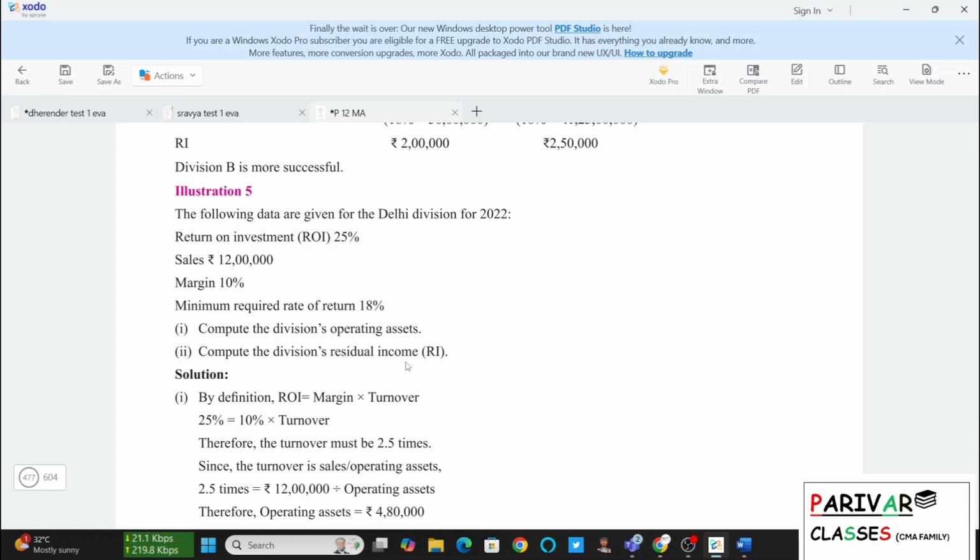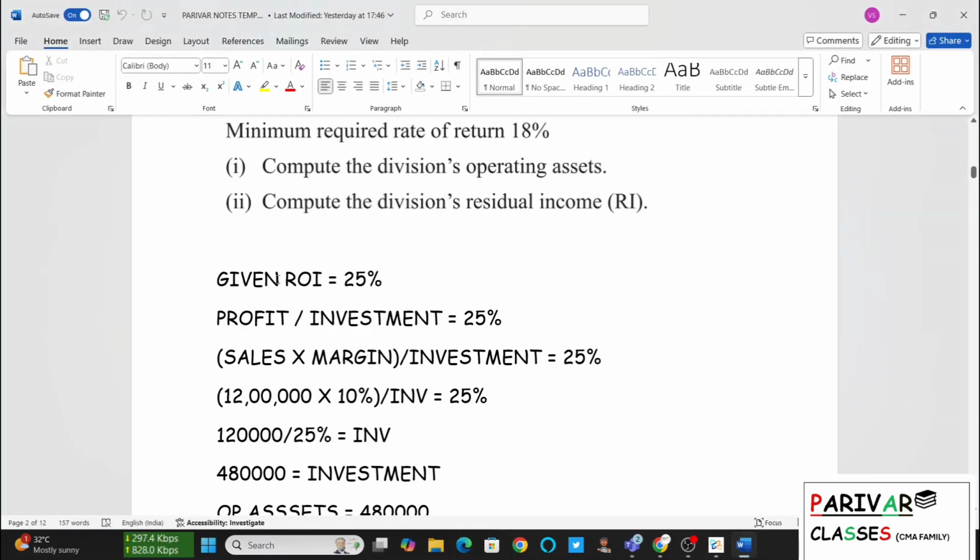This is somewhat a good question. Here he didn't give operating assets. He didn't give operating income. He didn't give residual income also. He just gave ROI, sales, margin, required rate of return. We have to calculate operating assets, and to calculate residual income, we need operating income also. So we have to calculate operating income also. First, using the given data, ROI is 25%.